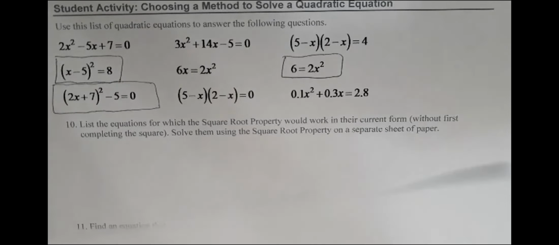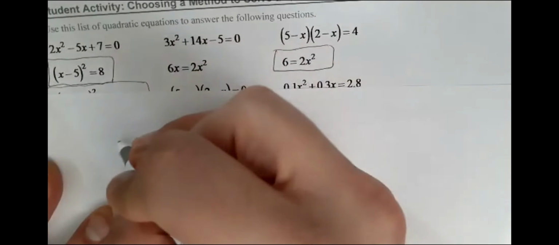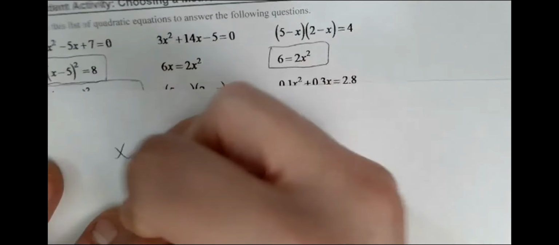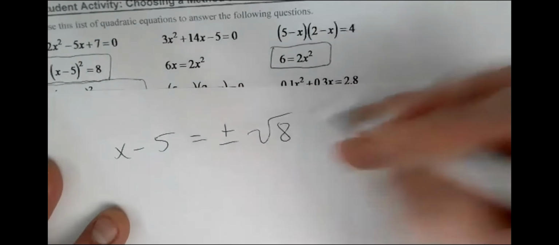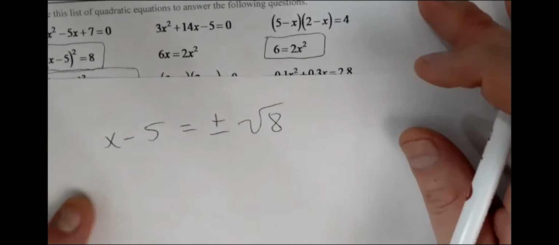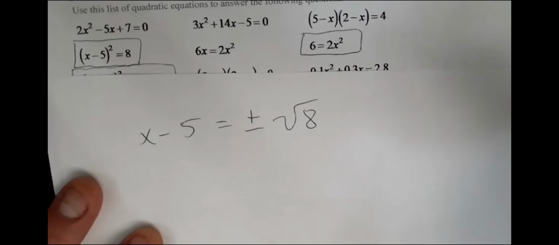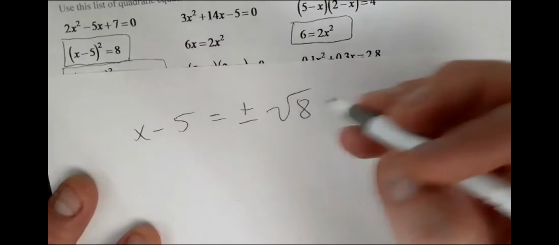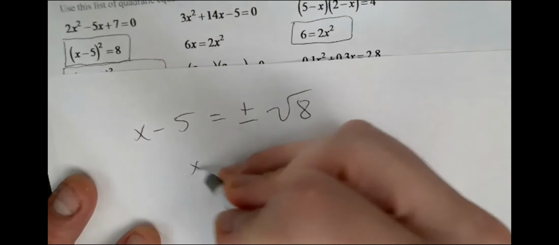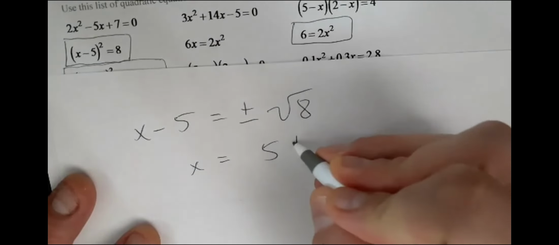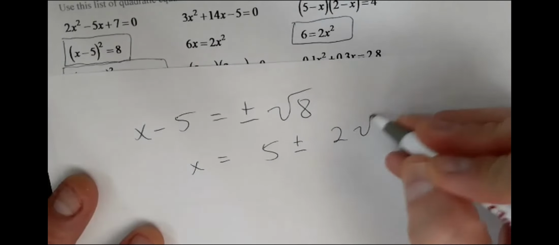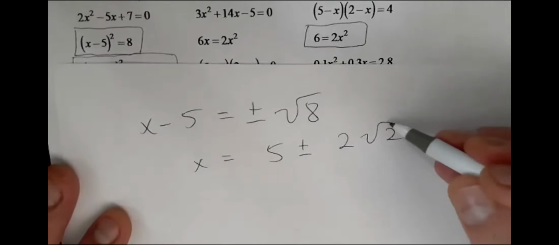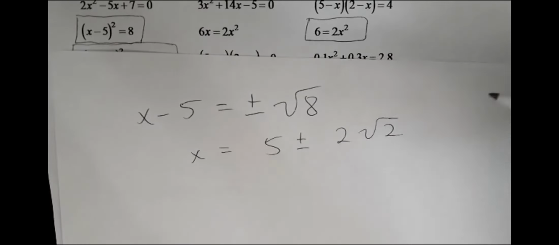And so let's go ahead and solve them right quick. So x minus 5 squared equals 8. If we take the square root of both sides, x minus 5 is going to equal plus or minus the square root of 8. And the last thing we're going to do is what? Add 5 to both sides. So 5 plus or minus the square root of 8. We can simplify, I believe, to 2 root 2. 2 squared is 4 times 2 will give you the 8.